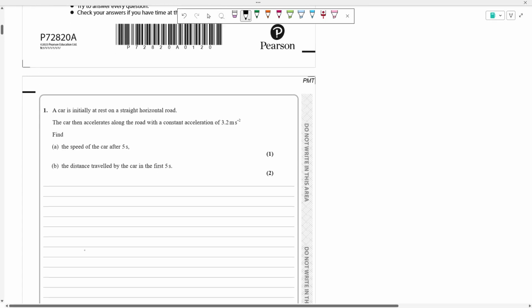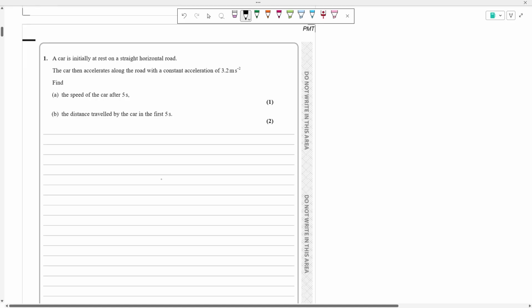A car is initially at rest on a straight horizontal road. The car then accelerates along the road with a constant acceleration of 3.2 meters per second squared. If you ever see constant acceleration, this is probably going to be a SUVAT type of question.